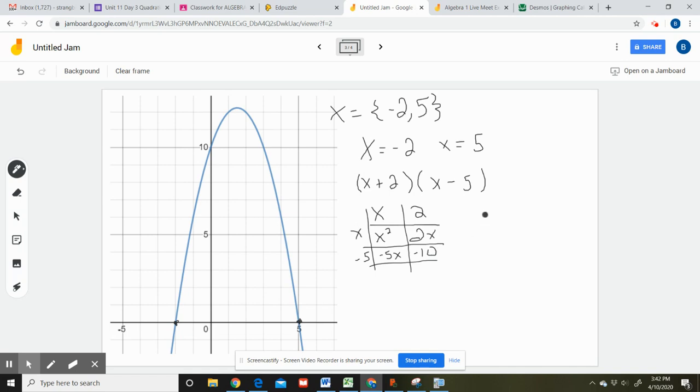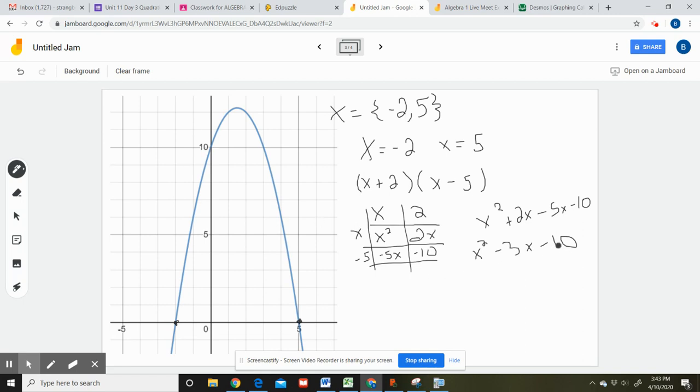All right, now we bring everything outside. We've got x squared plus 2x minus 5x minus 10. Now we simplify this: x squared minus 3x minus 10. And now we take a look. We've got a minus 10 for our y-intercept. We look over here, and we have a positive 10.